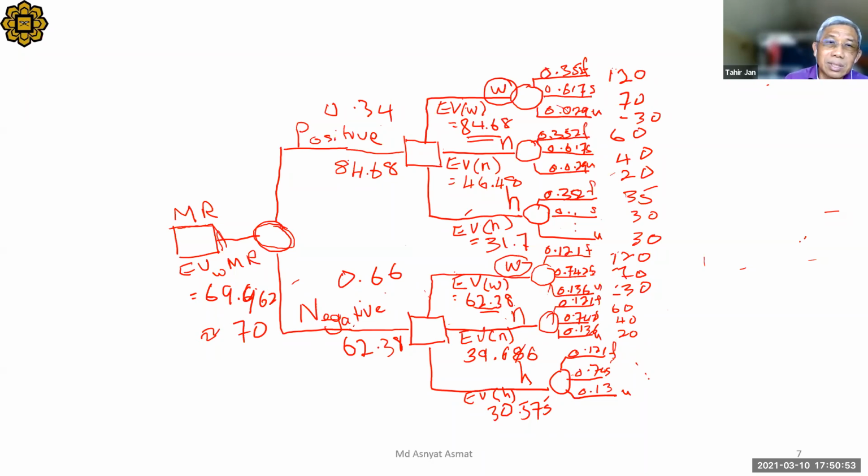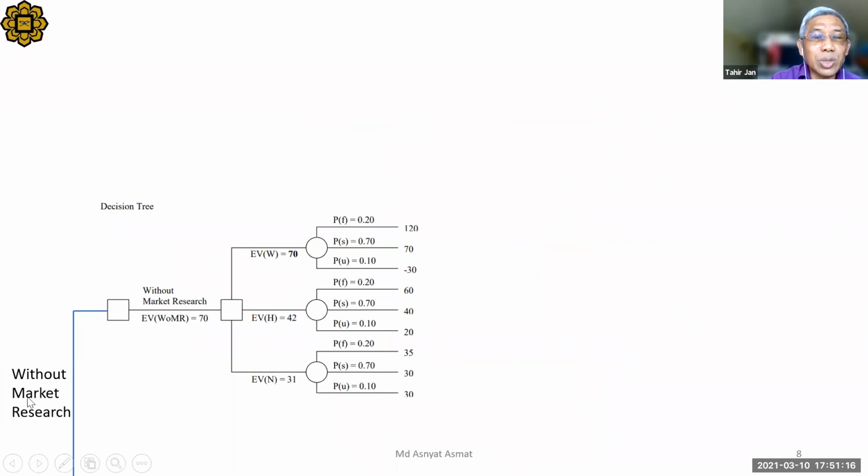You have the idea of constructing a decision tree, and then after that work backward. Decision tree is constructed from left to right, then after that, work backward after taking the probability. If we do not have the market research, I do this one straight away, without market research. But the payoff uses the prior probability, 0.2, 0.7, 0.1. Then calculate the expected value of widget, hammer, and nim knot. Then we choose the highest expected value, 70, as the payoff if we do not do market research.